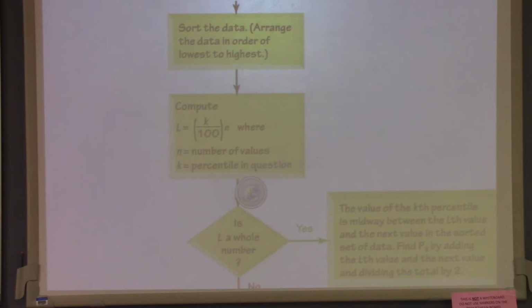L is equal to Kn over 100. Well, Hubert, I thought you just gave us a formula. Yeah. That's when you're given a bunch of numbers. You're given a number, and you're asked what percentile it is.